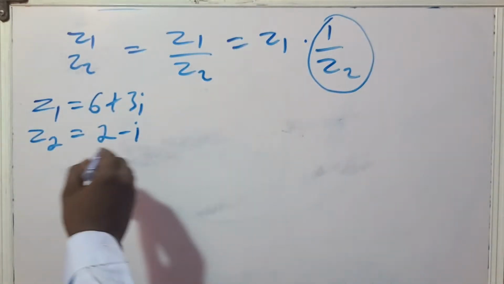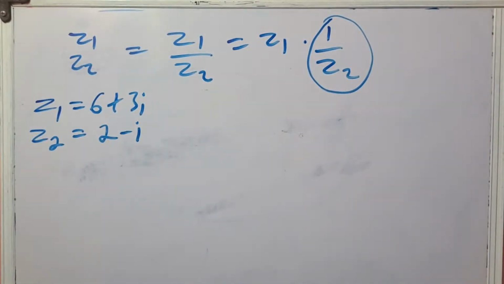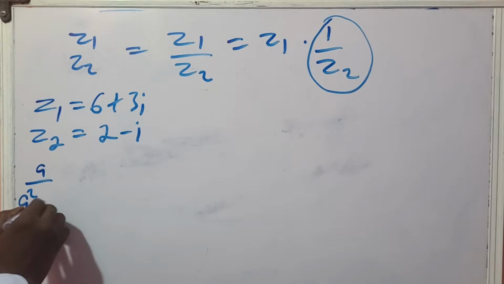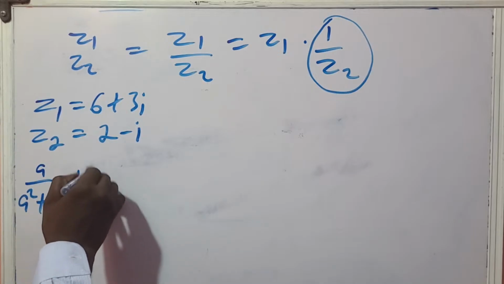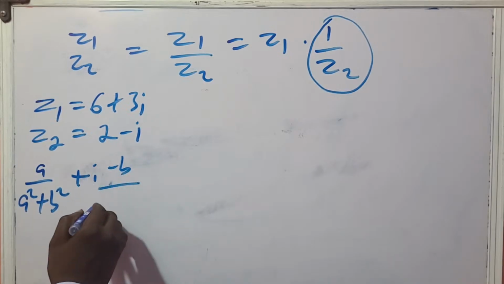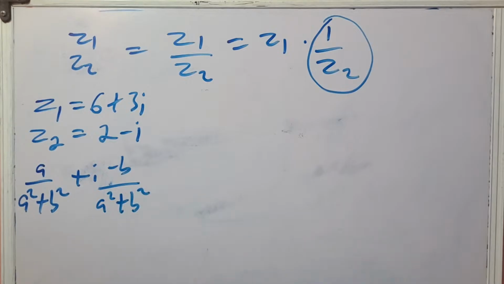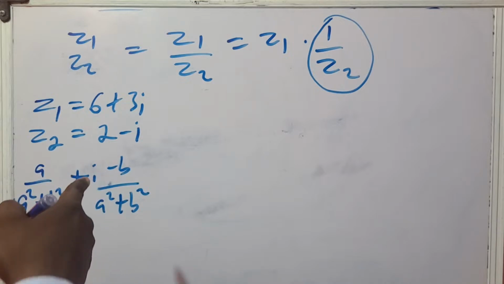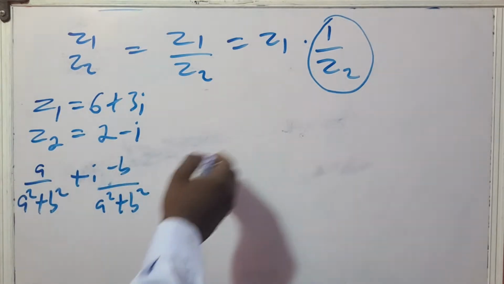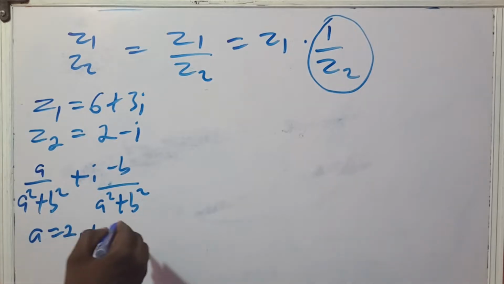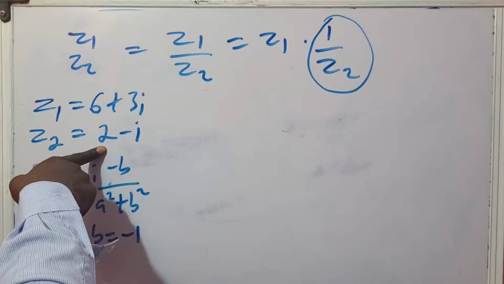So now, if you look at the formula I gave before on multiplicative inverse, I said it was a over a square plus b square plus i times minus b over a square plus b square. Now, if I want to find the multiplicative inverse of 2 minus i, my a here is 2, and my b is minus 1. All right? Note this is a, this is b.